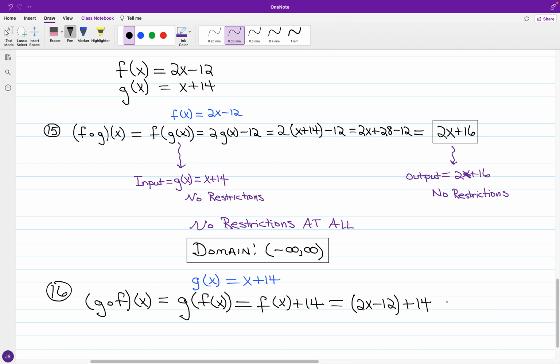Okay, once you take the parentheses out, you have still 2x, and the constants will be combined, whereupon negative 12 plus 14 comes out to positive 2.